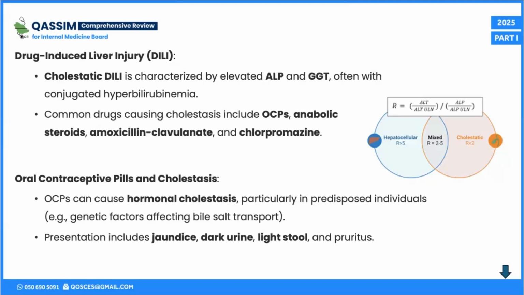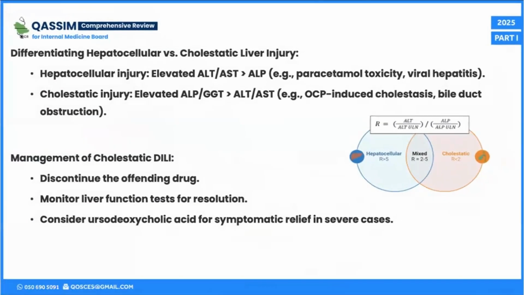Oral contraceptive pills can cause hormonal cholestasis, particularly in predisposed individuals with genetic factors affecting bile salt transport. Presentations include jaundice, dark urine, light stool, and pruritus. Of course, this picture gives us an idea about the R ratio as we mentioned before. I think you are familiar with it. So you go with the R ratio to differentiate between the patterns of liver injury.